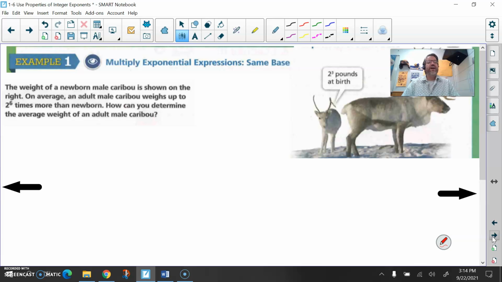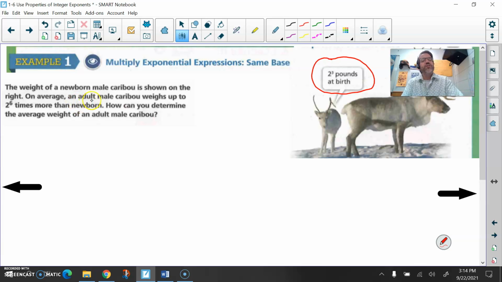All right, so here I have an example of the weight of a newborn male caribou. It's shown on the right. It says here it's 2 to the 3rd power pounds at birth. Some of you that are pretty good with your math, 2 to the 3rd power, 2 times 2 times 2 is 8 pounds at birth. They're little when they're born. So anyway, the weight of a newborn male caribou is shown on the right, 2 to the 3rd.